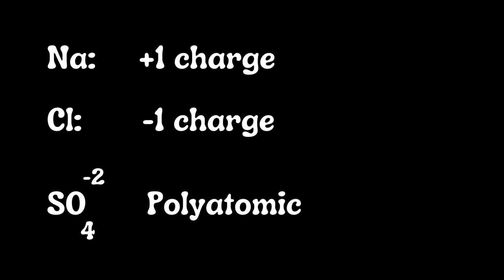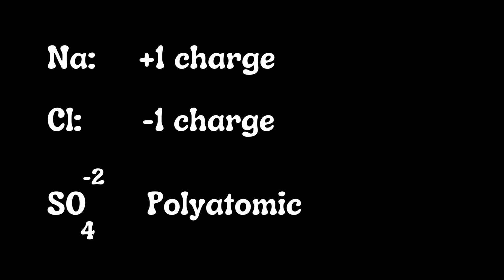Polyatomic ions. Polyatomic ions are ions composed of two or more atoms covalently bonded that act as a single charged entity. These ions play crucial roles in various chemical reactions and are commonly found in many compounds.